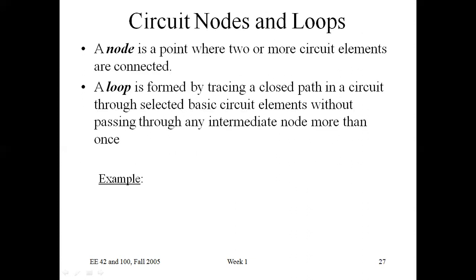Then circuit nodes and loops. A node is a point where two or more circuit elements are connected together, so it is a common point. A loop is formed by tracing a closed path in a circuit through selected basic circuit elements without passing through any intermediate node more than once. That is the loop.